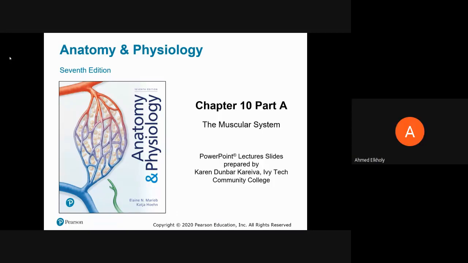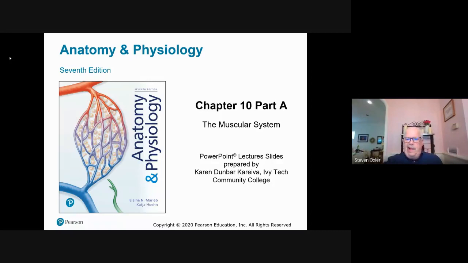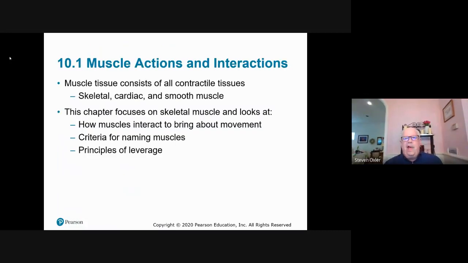Yes. Good. Okay. So let's talk about how muscles act, how they interact, and how they're named. Muscle tissue, as you know, consists of contractile tissues. And this chapter focuses on how skeletal muscles interact with each other to bring about movement. How do we name the muscles? And leverage, the physiology of leverage.